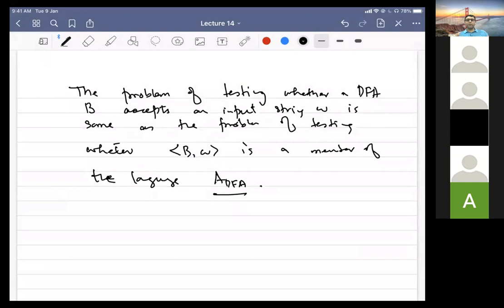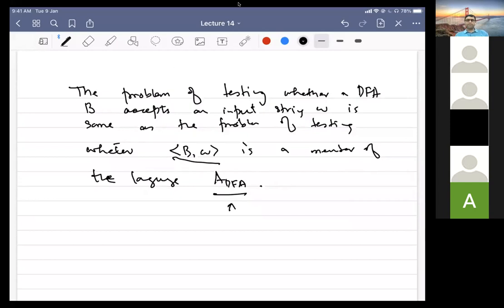If I have any arbitrary DFA, then that arbitrary DFA will accept some strings and it will reject some strings. For any arbitrary DFA, I can give you a string and ask: will this string be accepted by this DFA or not? This inquiry is exactly equivalent to asking whether the encoding of B with W, so this encoding BW, is a member of the language ADFA or not. So it is solving a small problem from a very big perspective.